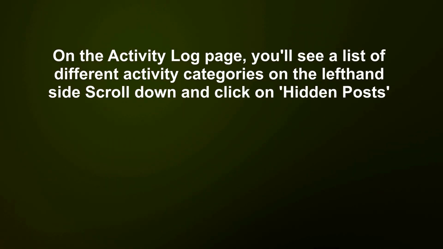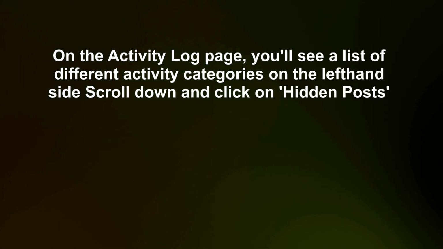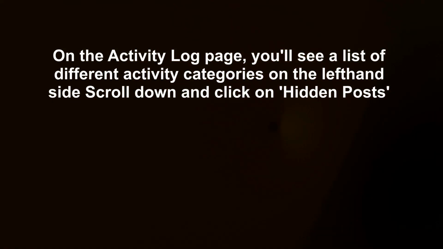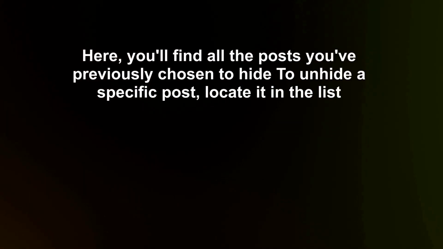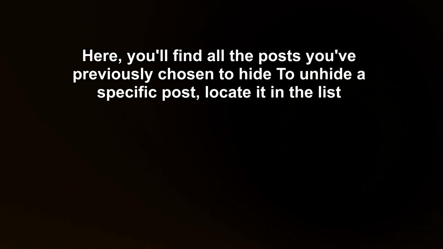On the Activity Log page, you'll see a list of different activity categories on the left-hand side. Scroll down and click on Hidden Posts. Here, you'll find all the posts you've previously chosen to hide.